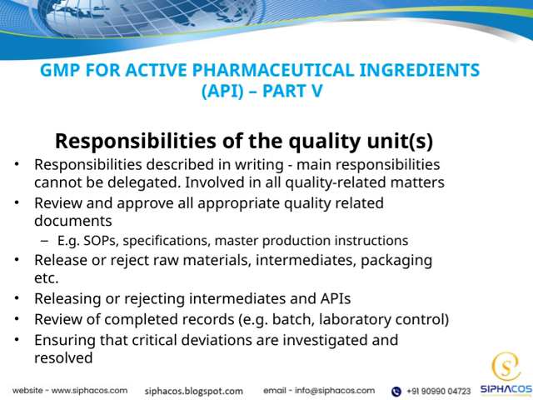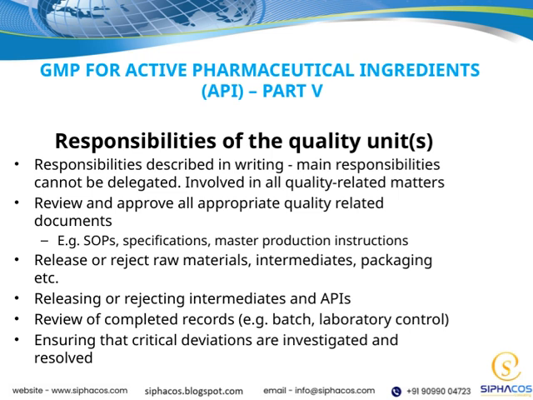They also have the critical task of releasing or rejecting raw materials, intermediates, and packaging materials. This step is vital because it directly impacts the quality of the final product. Similarly, they are responsible for releasing or rejecting intermediates and active pharmaceutical ingredients, or APIs. Another essential responsibility is reviewing completed records, such as batch records and laboratory control data. This review guarantees that all procedures were followed correctly and that the product meets all quality criteria.